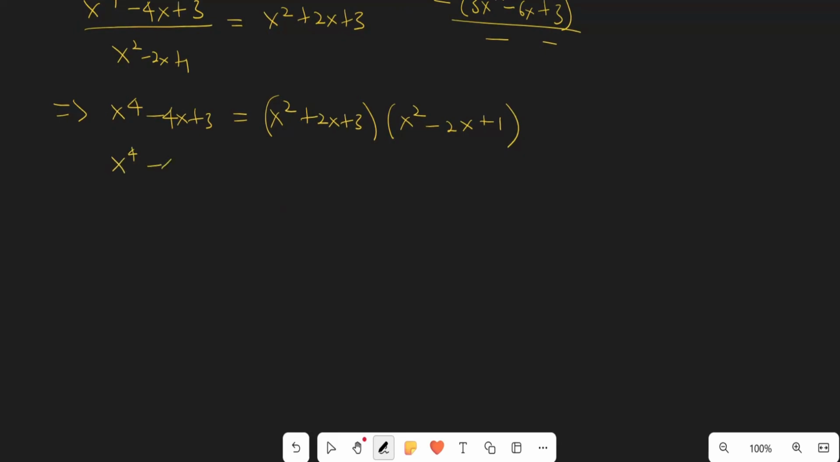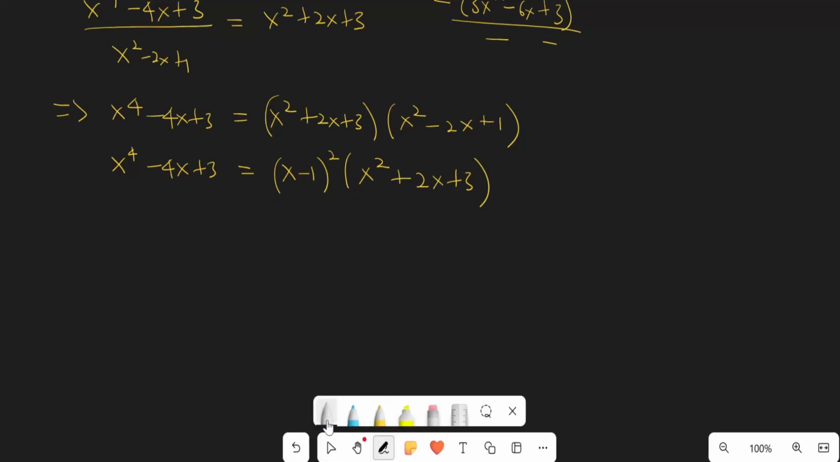So this is what we have. x raised to the power 4 minus 4x plus 3 is equal to x minus 1 all squared, the repeated root of 1, multiplied by x squared plus 2x plus 3. So this is how we can factorize our polynomial. And then we now have the integral.